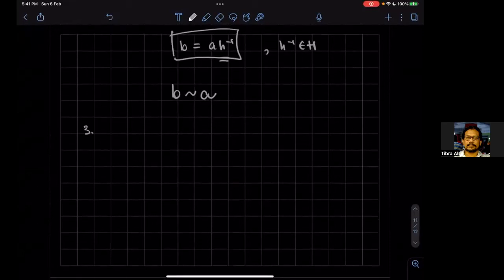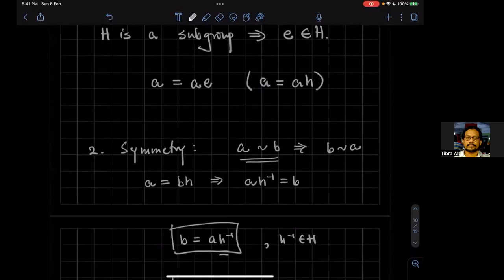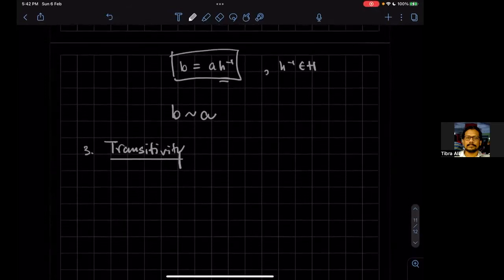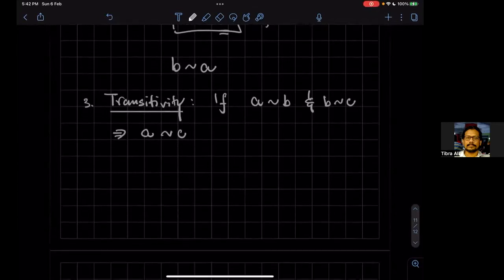Number three is transitivity. A friend of mine told me that friendship is not an equivalence relationship because while it satisfies this one and this one, it doesn't satisfy the transitivity property. What is the transitivity property? If A is equivalent to B and B is equivalent to C, then that implies that A is equivalent to C. And this also is very easy to show.